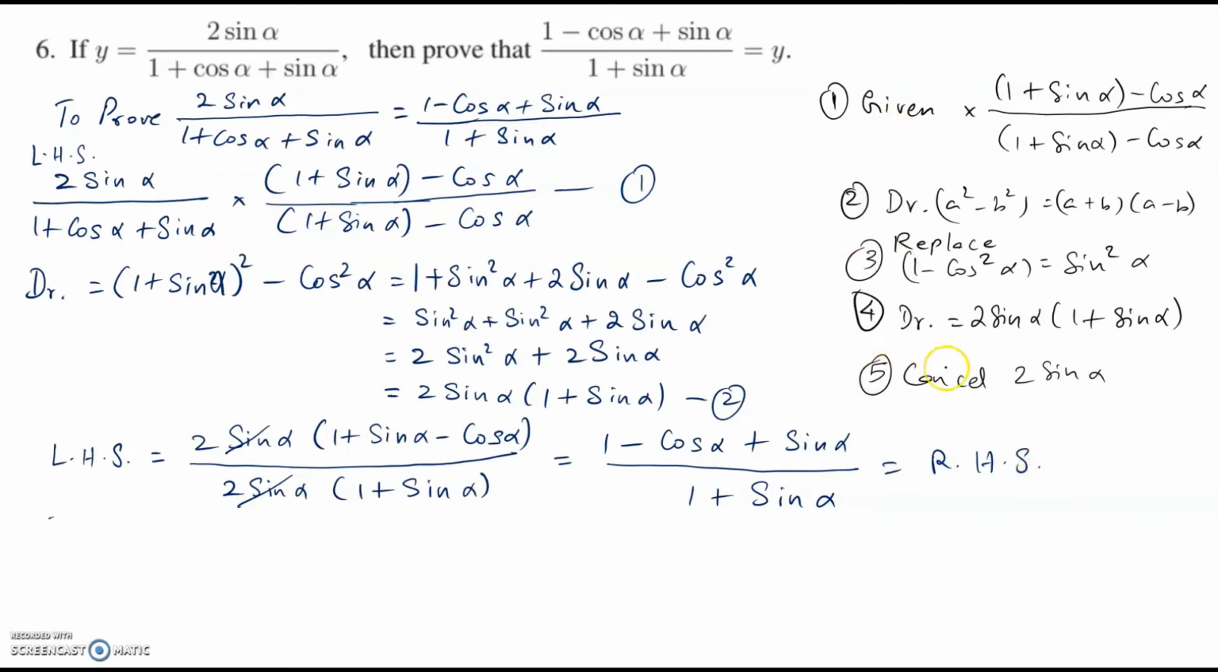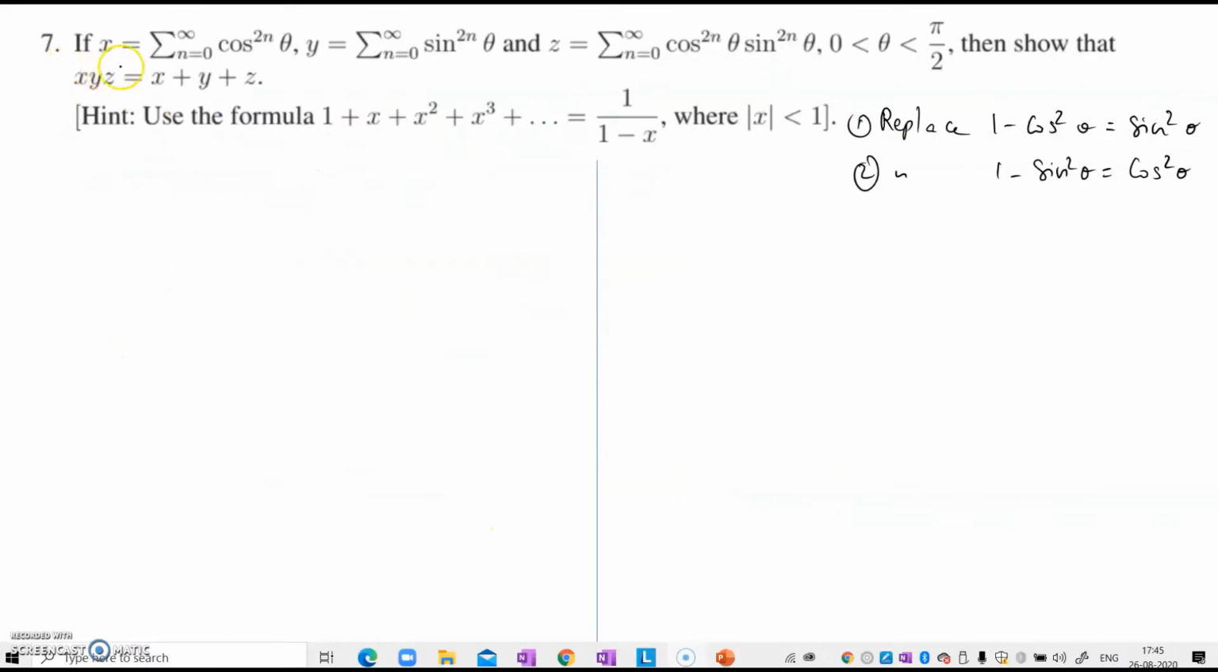So if you remember these steps, you will be able to solve this easily. Question number 7. If x is equal to sigma n equals 0 to infinity cos to the power 2n theta, and y is equal to sigma n equals 0 to infinity sine to the power 2n theta, and z is equal to sigma n equals 0 to infinity cos 2n theta into sine 2n theta, where theta ranges between 0 to pi by 2, then show that x plus y is equal to xyz is equal to x plus y plus z.